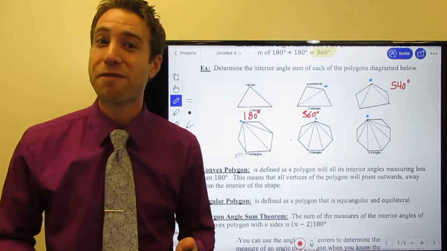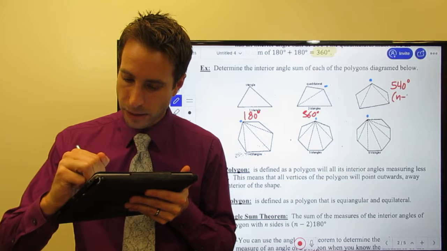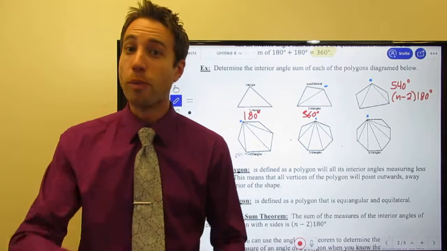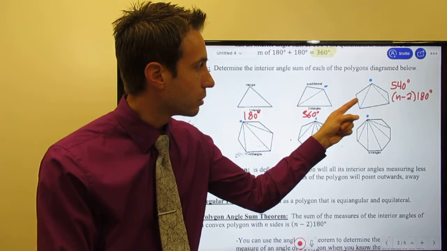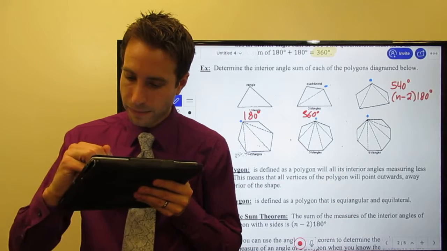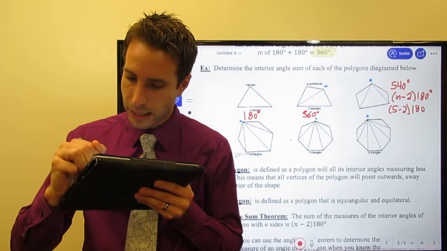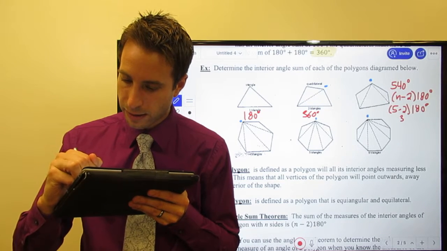Now, we got that fancy equation. Do you remember what the equation was? N minus 2 times 180. N is the number of sides. I'll count them up. 1, 2, 3, 4, 5. So plug it in. 5 minus 2 times 180. 5 minus 2 is 3.